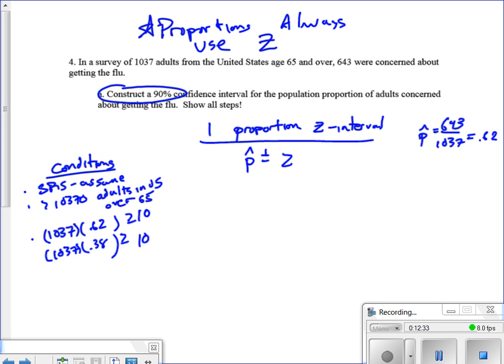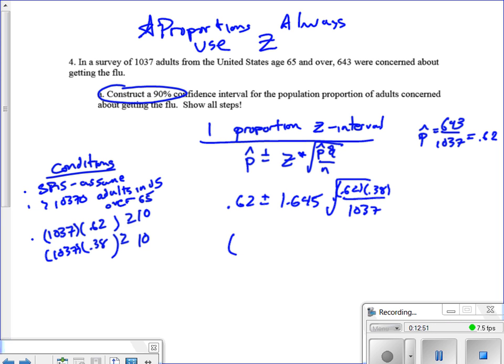Write the formula: p hat plus or minus Z star times the square root of p hat q hat over n. Plug and chug, folks. 0.62, and the Z star associated with 90%. Now you just go get the right Z star. 0.62 times 0.38 over 1037. Let the calculator do this work for you. 0.595 to 0.645, excuse me. Make sure that I write that clearly.